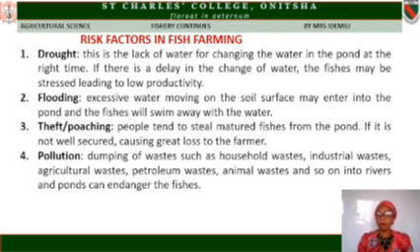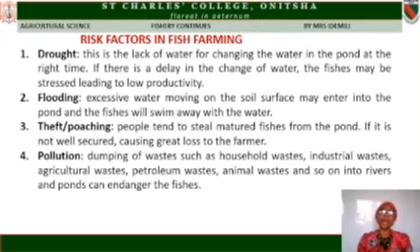Then theft, or what we call poaching. People tend to steal matured fishes from the farm if it is not well secured, causing great loss to the farmer. So fishermen or farmers should endeavor to secure their fish farms very well.